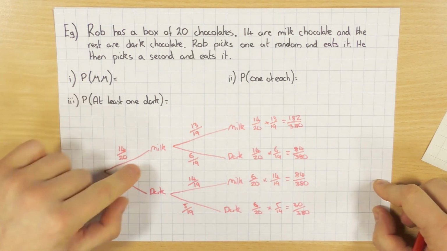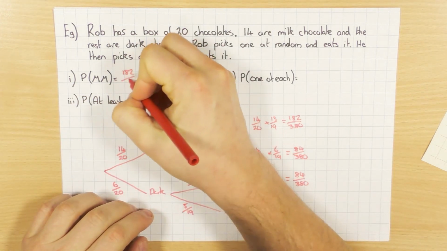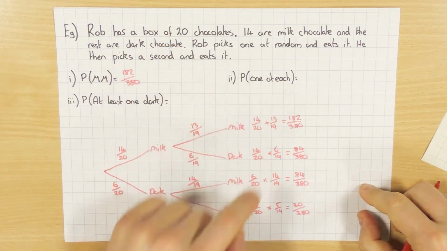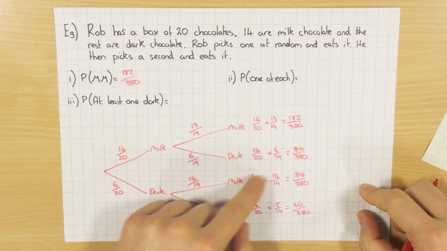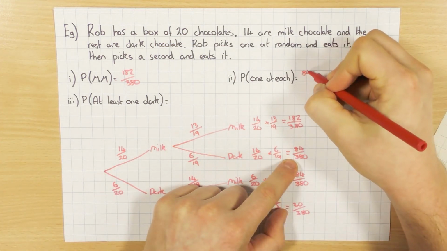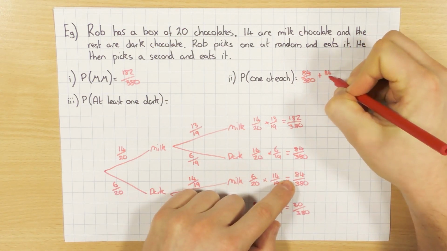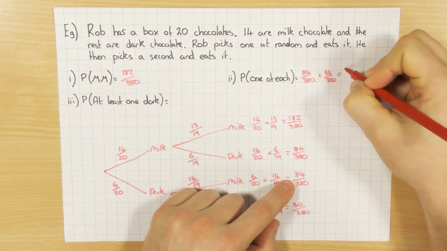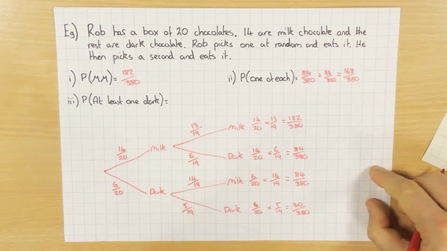The probability of milk, well, that's 182 over 380. Nice and easy. The probability of one of each. So I've got two choices here, milk dark and dark milk. So I'm going to have 84 over 380 plus the 84 over 380. So if I add them together, that'd be 168 over 380.